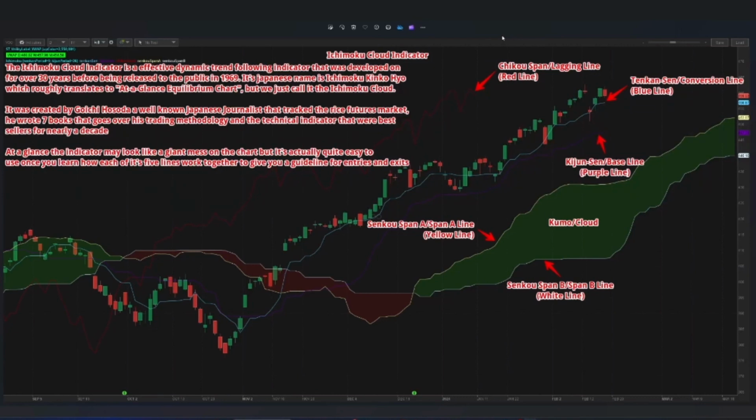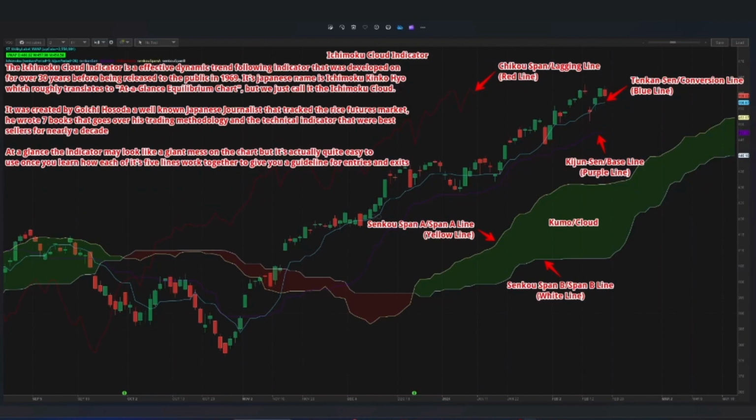So we've got 5 different lines. The first line we've got here is the Tenkan conversion line, which is going to be this blue line on the chart. We'll go over that in detail in a little bit. Then we've got the Kijun baseline, which is going to be this purple line here. And then we've got the Chikou Span lagging line, which is going to be the red line.